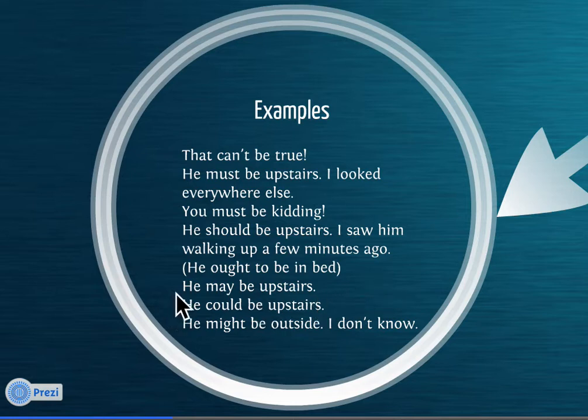And here we have, as you can see, less possible scenarios. For example, he may be upstairs, I'm not so sure, or he could be upstairs, I'm not sure, or he might be outside, I don't really know.